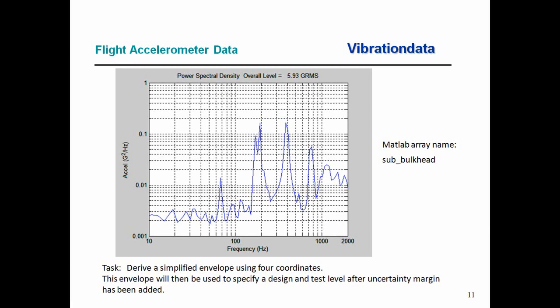Well, actually, our task is going to be a little more complicated than that, because we have to also consider uncertainty margins and statistical safety factors and all that. And those will actually be covered in a future webinar. But for now, let's just derive the envelope, which will be the basis for down the road deriving an actual test and design level. So how would we envelope this data with just 4 coordinates?